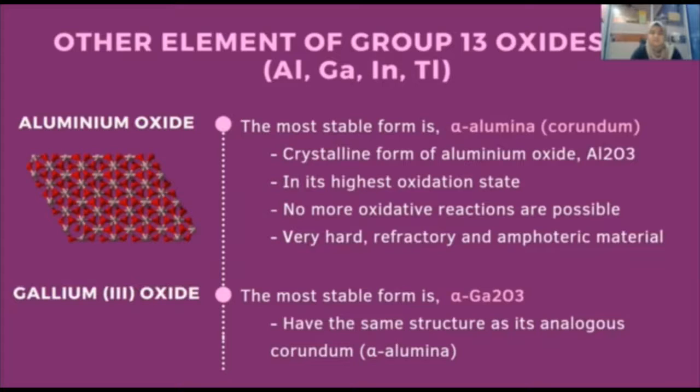Next, for gallium trioxide, its most stable form is alpha gallium trioxide. It has the same structure as its analogue corundum, which is alpha alumina.